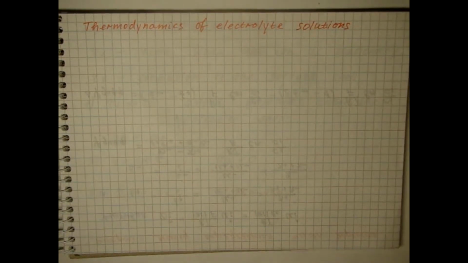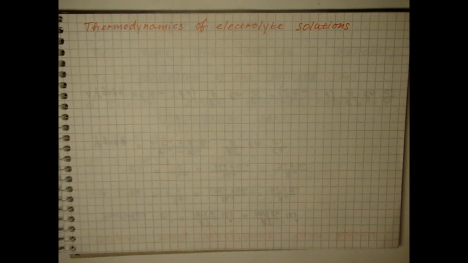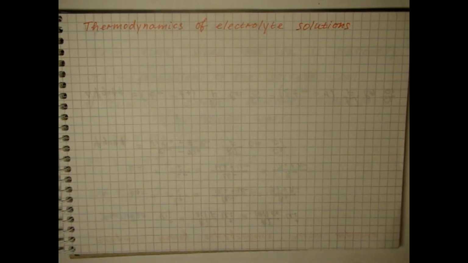The ion-dipole interaction, which we considered earlier, allows us to explain the formation and stability of electrolyte solutions. However, for a quantitative description of the properties of these solutions, it is also necessary to consider ion-ion interactions. The entire set of interactions arising in electrolyte solutions can be described using ion activity instead of concentration.